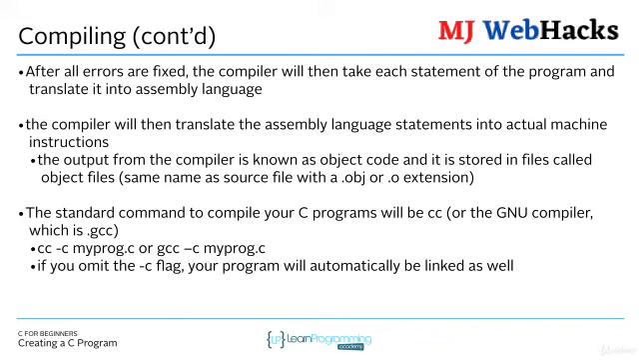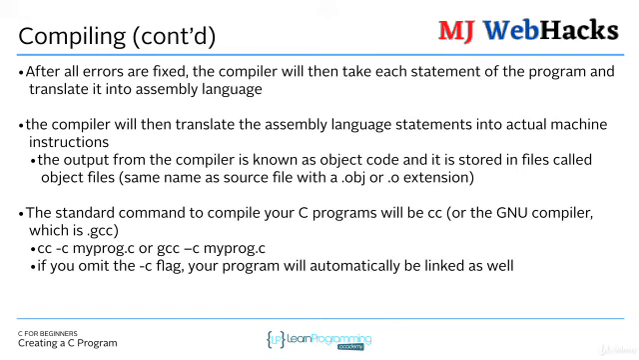Remember, the compiler takes as input the source files. You specify the input by using a -c flag and then specifying the source files, one after the other. So examples here are cc -c myprog.c or, if you're using the GNU compiler, which is a popular one, gcc -c. And if you omit the -c flag, your program will automatically be linked as well, which is the next step. But really, it's easy to run that compiler if you're at the command line interface. It's even easier if you just use a menu option, which we'll probably be doing in this class.